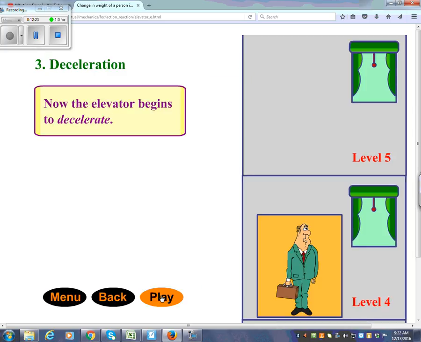Deceleration. Now, as it's getting to the top, think about this. For visual effect, that goes down on scale. I'm riding at a constant speed. As I approach the top floor, I need to slow down. What kind of force needs to be on me now?